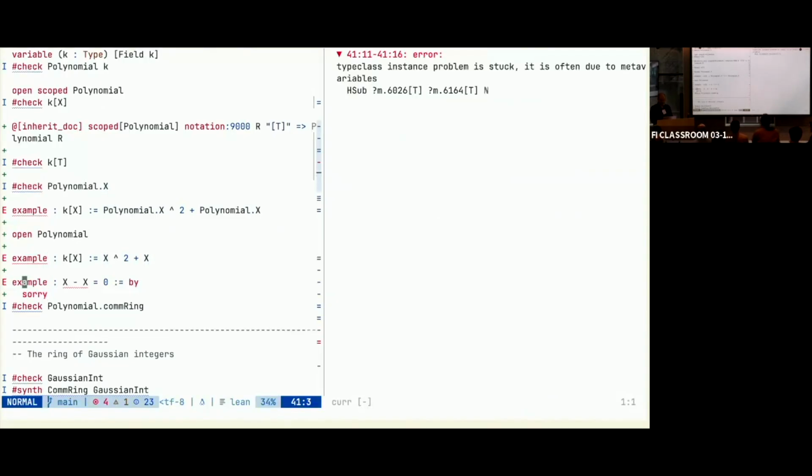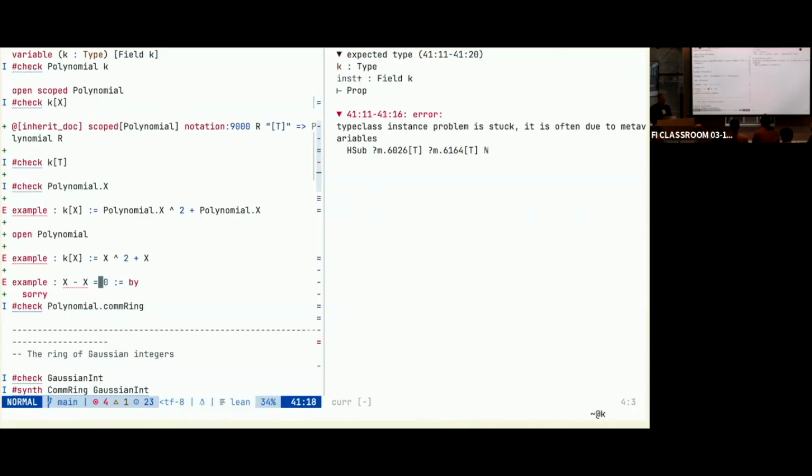There is a complicated error message that says that there are metavariables that it couldn't understand. You see, it wants a subtraction between something that for the moment is called 6026 and something which for the moment is called 6164 of t. So implicitly at that point, Lean thought, I need two semirings, R and S, and a subtraction between polynomials over these two semirings so that the statement can make sense. And it couldn't, so there is a complaint.